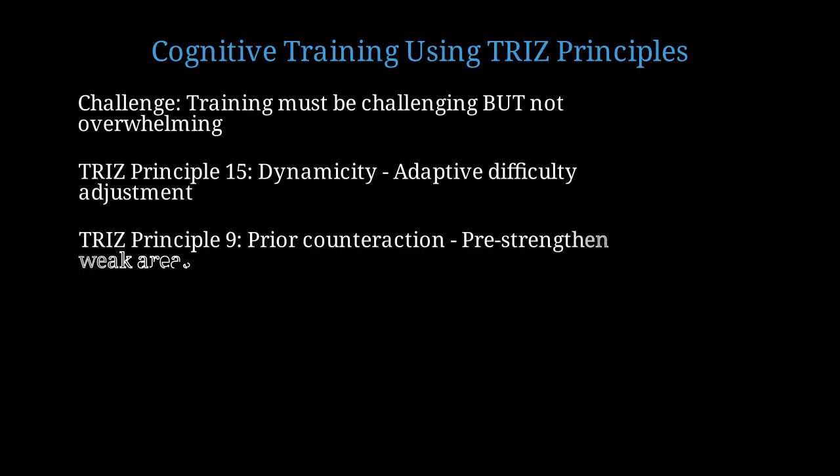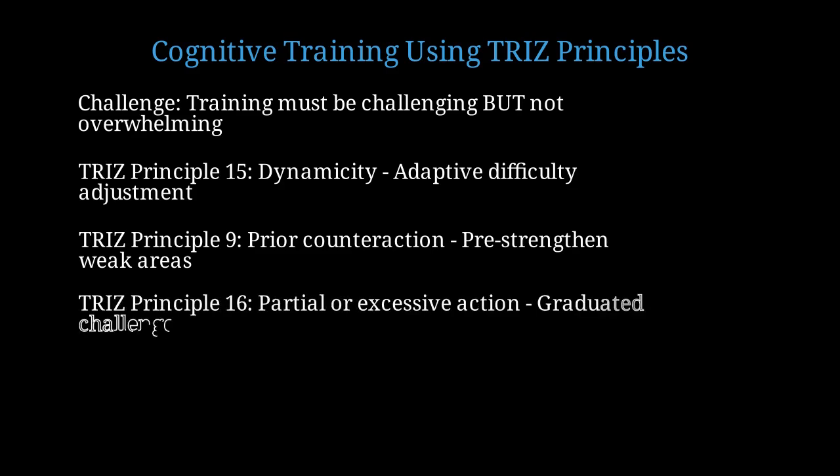Apply Principle 9, prior counteraction. If you know stress will occur, induce counter-stress in advance. In training, this means pre-strengthening the cognitive skills that will be most challenged during complex tasks. Apply Principle 16, partial or excessive action. If perfect is hard to achieve, do slightly less or slightly more. Use graduated challenges that build capability progressively rather than demanding mastery immediately.